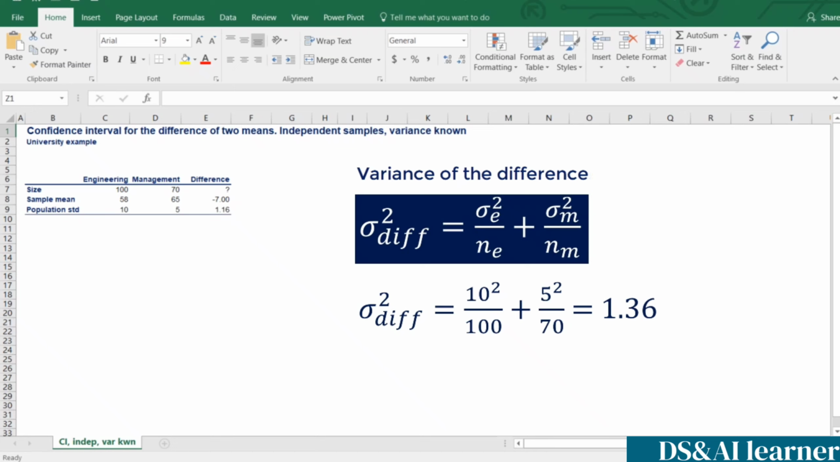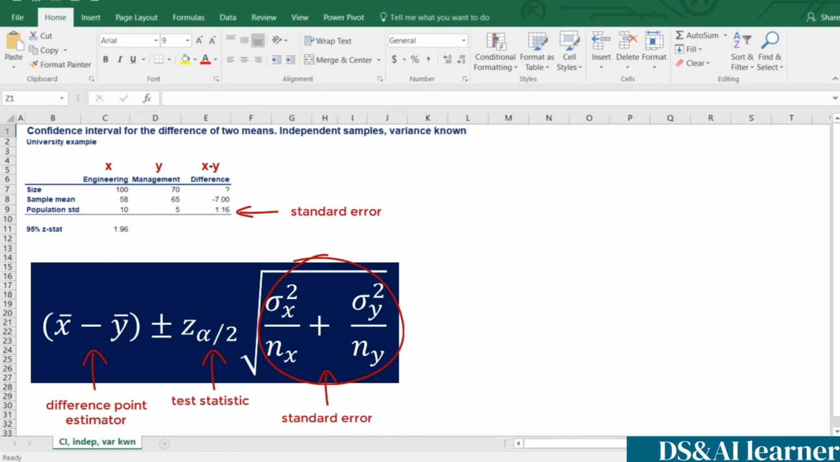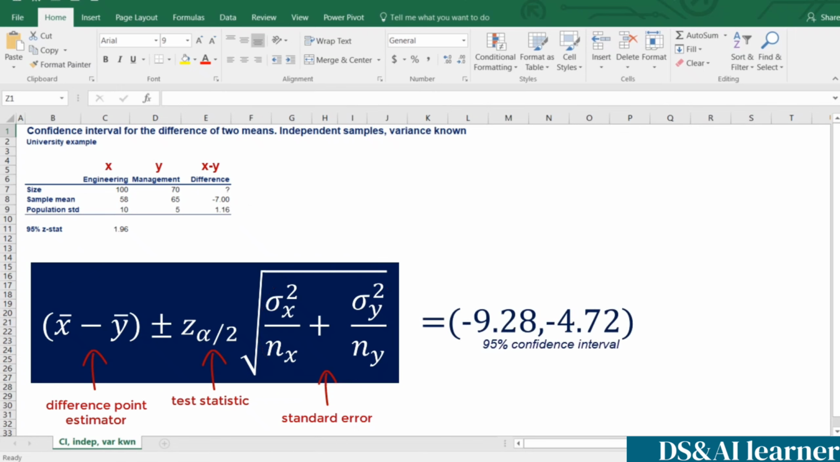Okay, so what is the confidence interval formula this time? Well, it is given by the expression below. X bar minus Y bar is the difference point estimator. Z is the statistic. We plug in the numbers and get a confidence interval between minus 9.28 and minus 4.72.